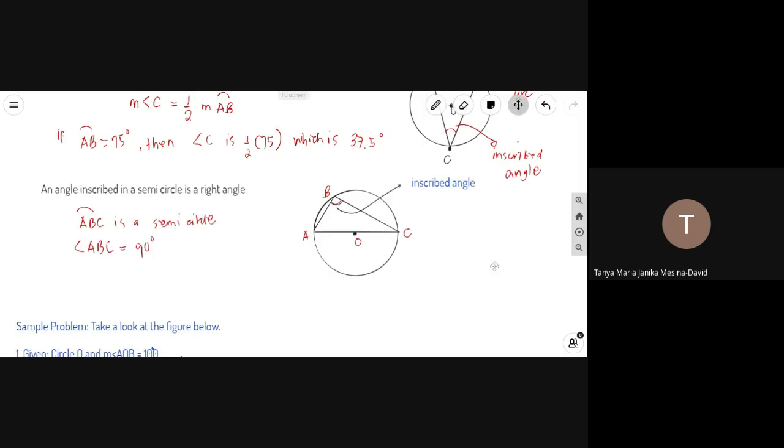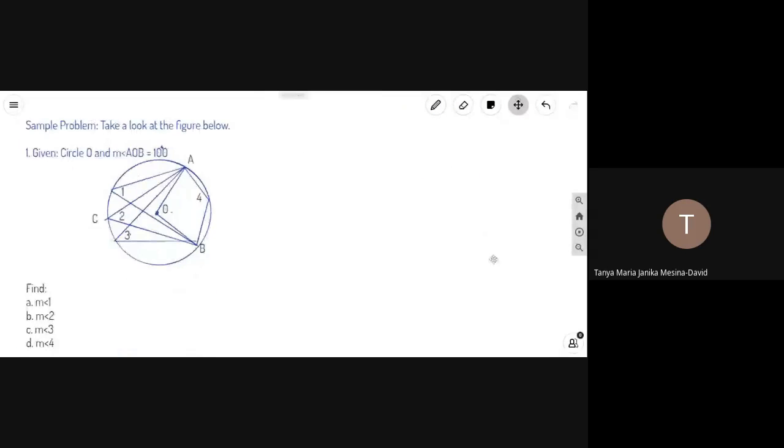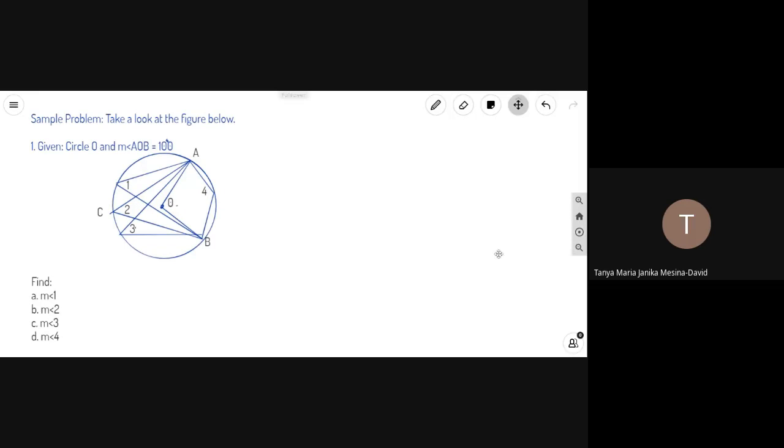So let's now take a look at the following problems. Given circle O and the measure of angle AOB is equal to 100, in this figure, let us find the measure of angle 1, angle 2, angle 3, and angle 4.